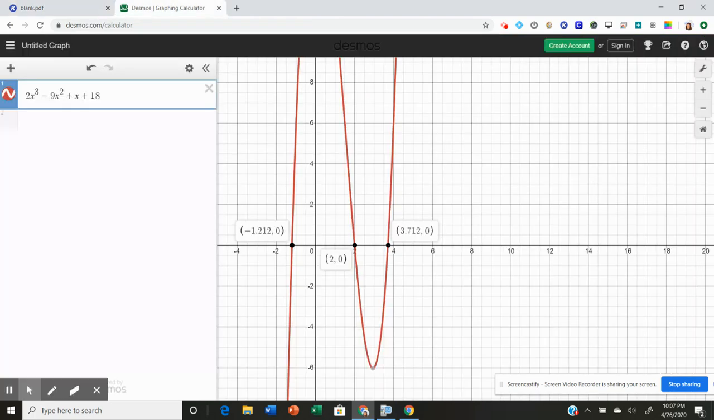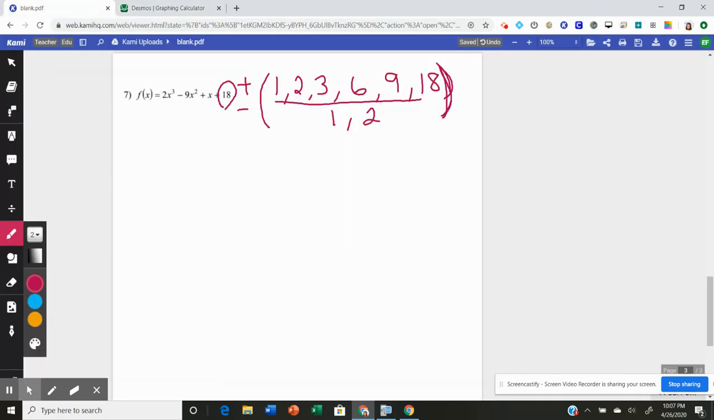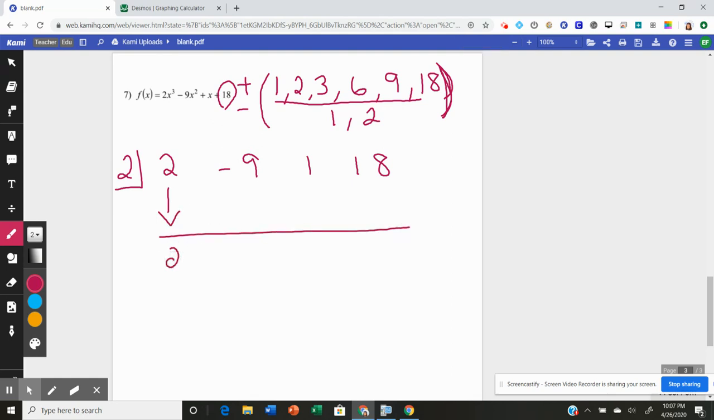If I turn over to my Desmos here, I know that positive 2 is definitely one of our roots, so I'm going to start there, testing out 2. Little hint, we know it's supposed to be 0 at the end. So let's see here. If I bring down the 2 and multiply and add, multiply and add, multiply and add, beautiful. We get the 0 that we're supposed to get, because we already looked at the graph of the function and we know that 2 is one of our rational roots.